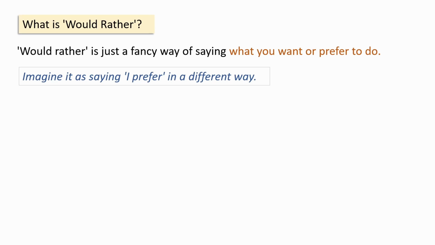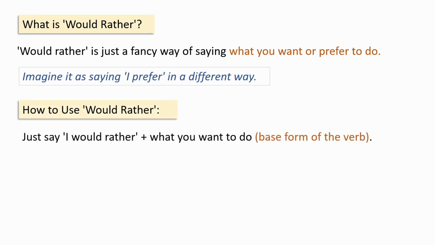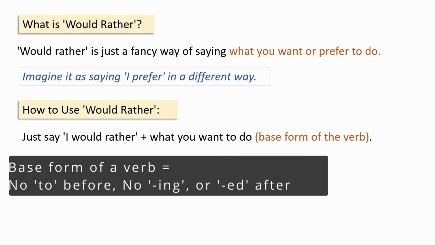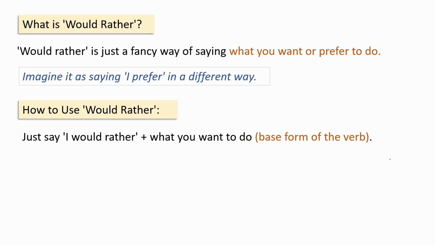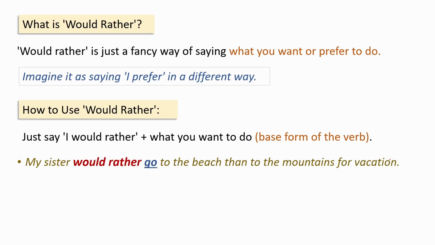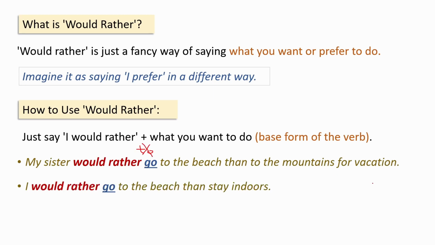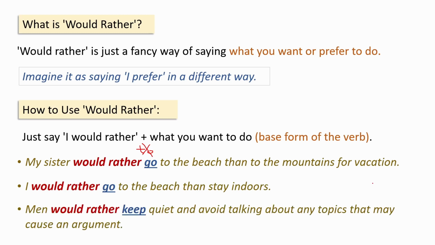Now, how to use it? Well, it's super simple. Just say I would rather plus what you want to do. But the main point here is to use the base form of the verb. By base form, I mean no ing, no ed, nothing. Example, my sister would rather go, not to go, would rather go to the beach than to the mountains for vacation. I would rather go to the beach than stay indoors. Men would rather keep quiet and avoid talking about any topics that may cause an argument.